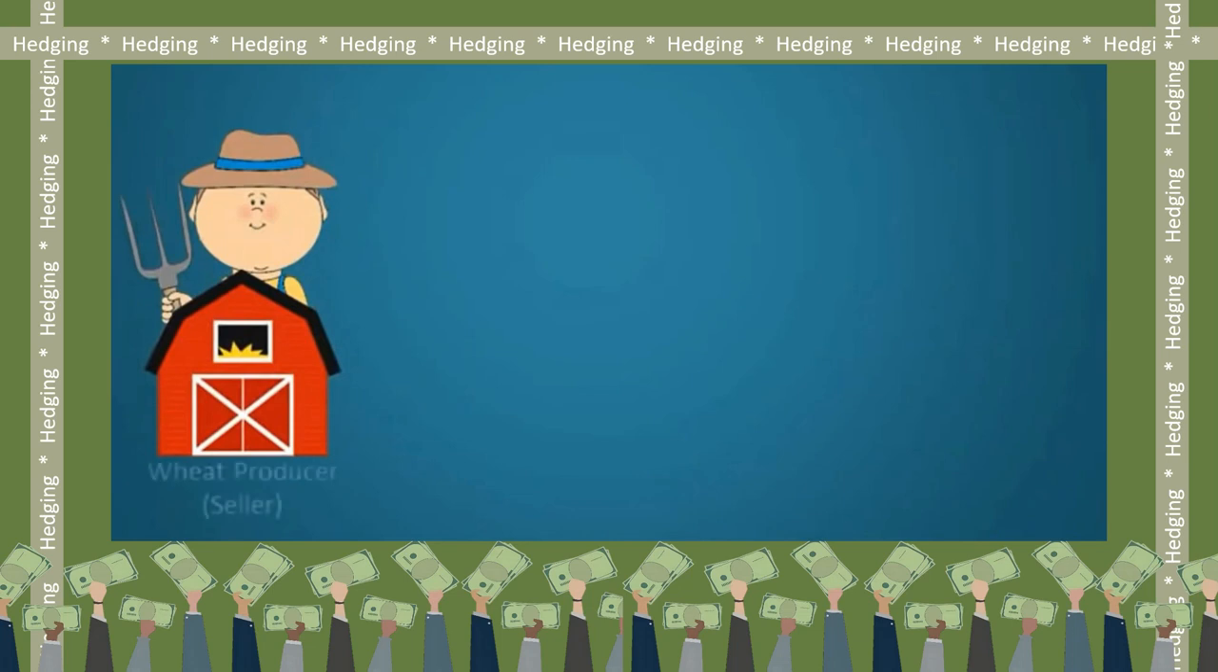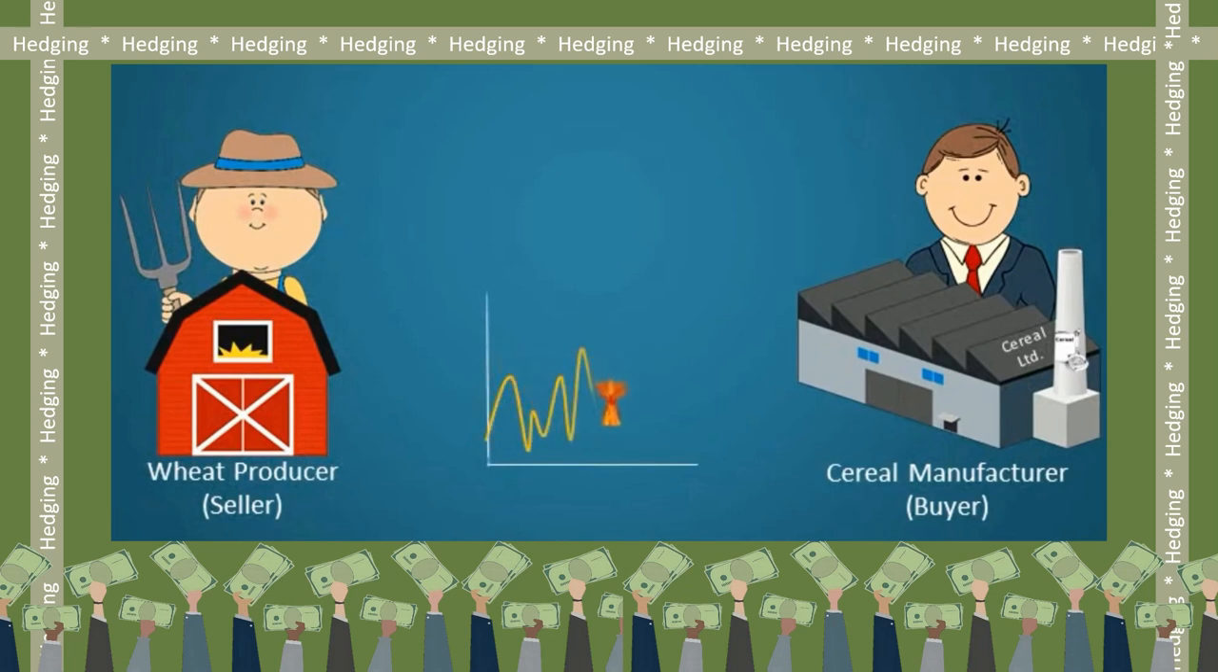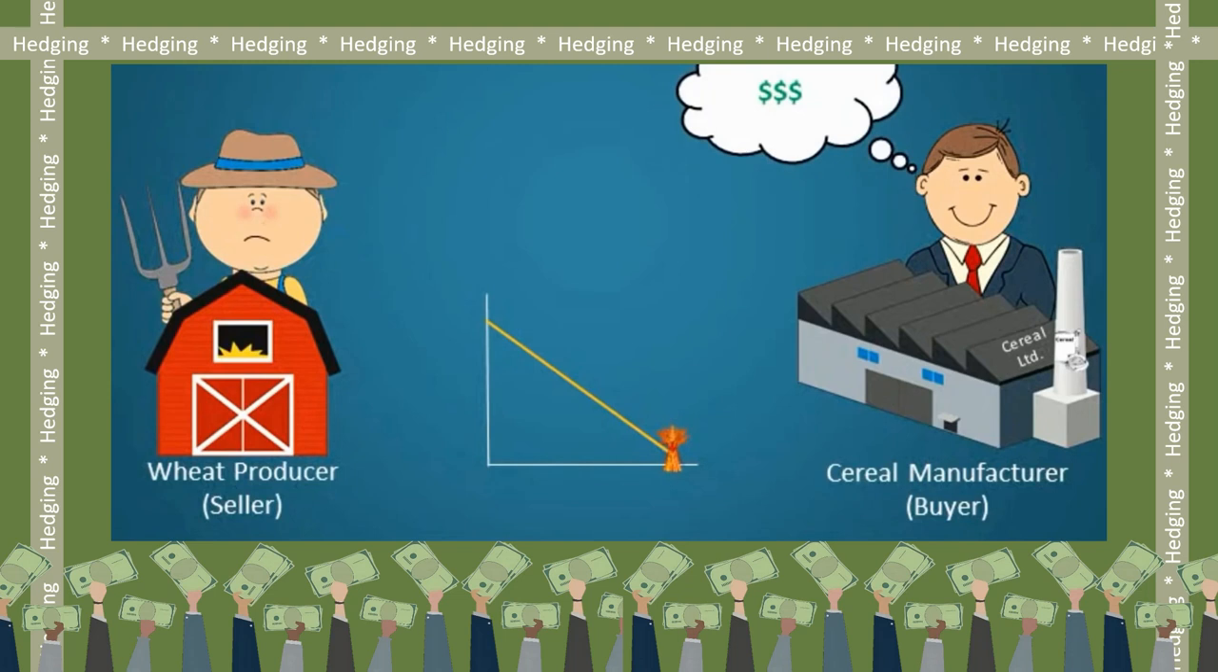The example of a wheat producer and cereal manufacturers hedging their exposure to fluctuations in wheat prices. As we know, wheat is susceptible to significant fluctuation in its price owing to both supply and demand. A fall in the price of wheat is bad for the wheat producer because they get less money from the crops, but it's good for the cereal manufacturer because they can get one of their key inputs at a discount.